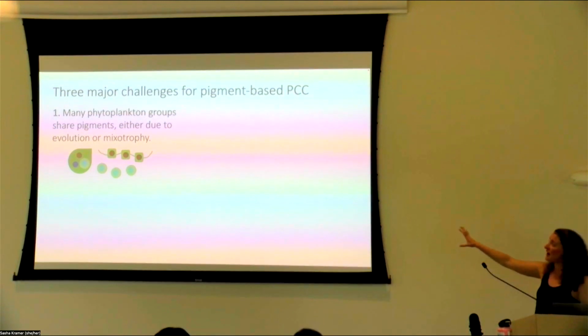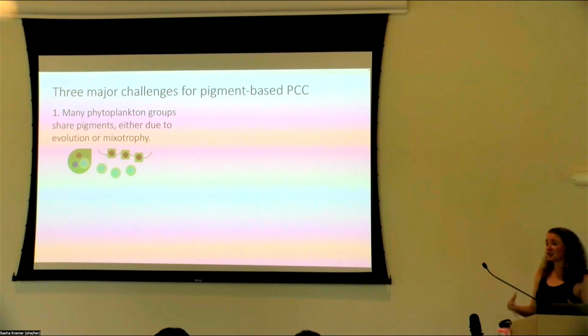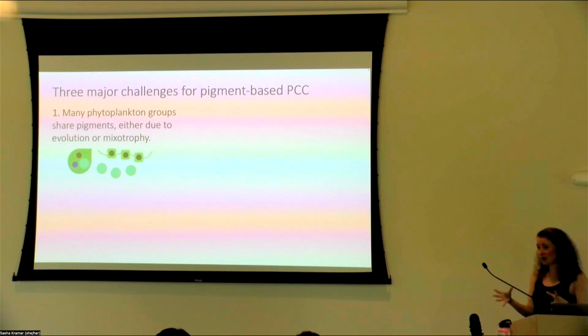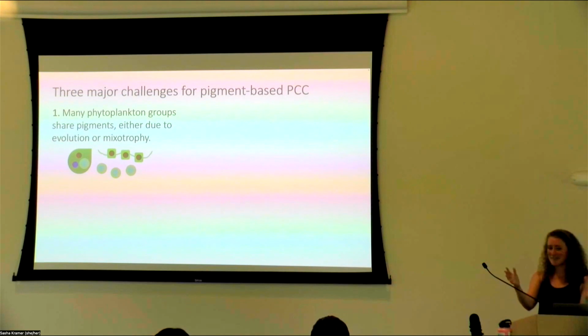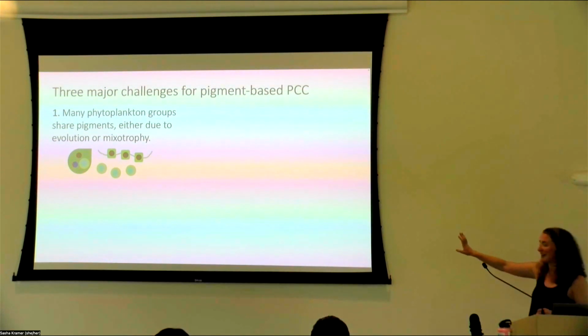So this one we just talked about: many major phytoplankton groups share pigments either due to their evolution or due to their feeding strategy. There are a lot of different phytoplankton groups that have been observed in culture. If you put them in a co-culture with Prochlorococcus, what do they do? They consume that Prochlorococcus and they enslave its chloroplasts and use it for energy. So all these different mixotrophs are across the red algae. There's a mixotrophic chlorophyte. There's all kinds of crazy phytoplankton feeding strategies going on if they're in the same environment.